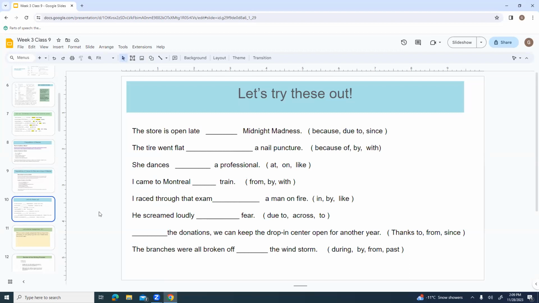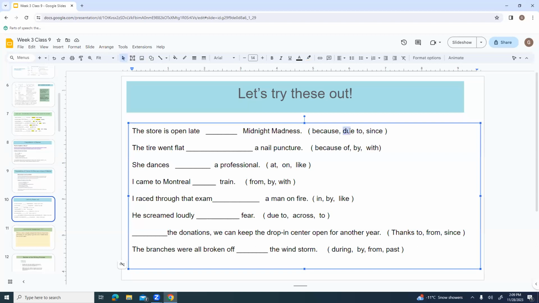So let's try these out. The store is open late something midnight madness. Because, due to, or since. We're going to use due to. And one of the reasons because has to have the of, it's partly idiomatic, but because is supposed to be joining two clauses. It wouldn't really work here, right? Because this isn't a clause. The tire went flat because of a nail puncture, by a nail puncture, or with a nail puncture. So definitely because of, because here you're giving a reason, right?